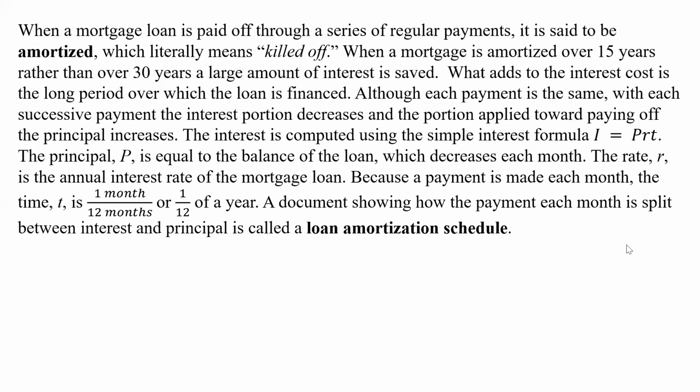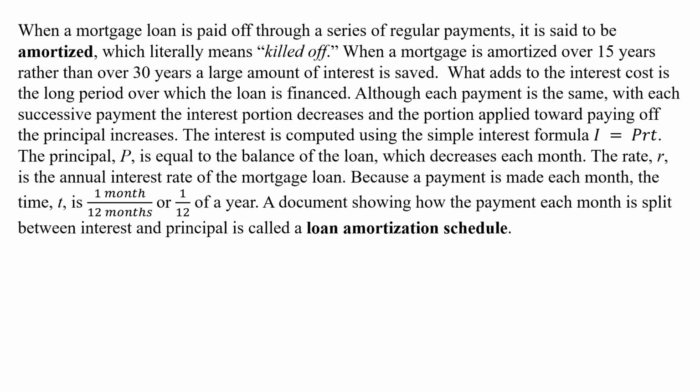So although each payment is the same, with each successive payment the interest portion is decreasing, while the portion applied to the principal actually increases. The interest is computed using the simple interest formula, I equals PRT, which is really nice because we can do that one pretty much. Principal is equal to the balance of the loan. So whatever your initial loan was, you're going to pay it off each month.